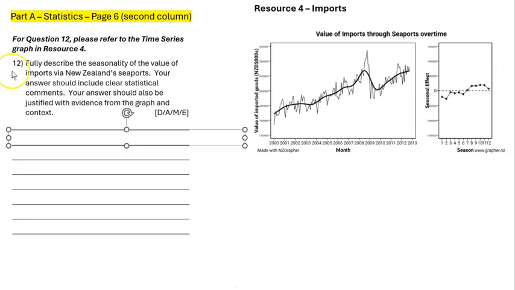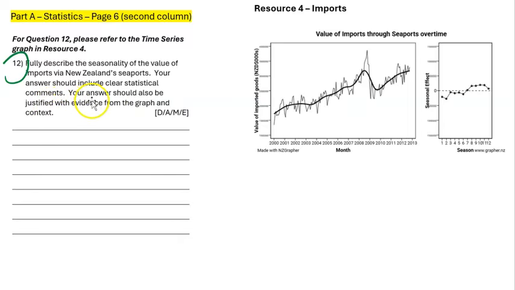So we're now into question number 12. See that up there, question number 12. And we're looking to fully describe the seasonality of the import. So this imports graph was resource 4 from the resource area that I showed you before, but I've got the graph over here. Your answer should include clear statistical comments. Your answer should also be justified with evidence from the graph and context.